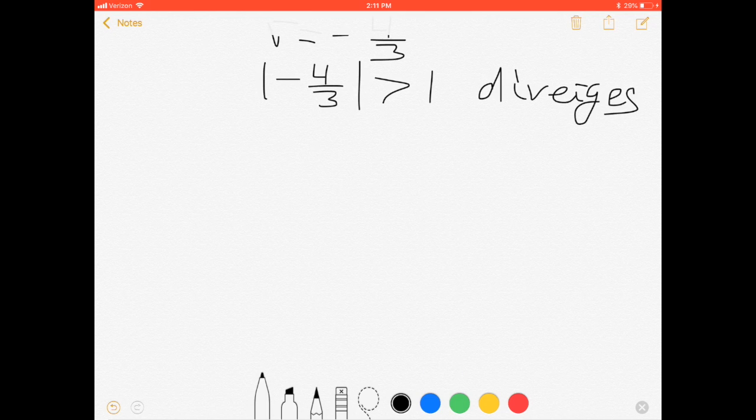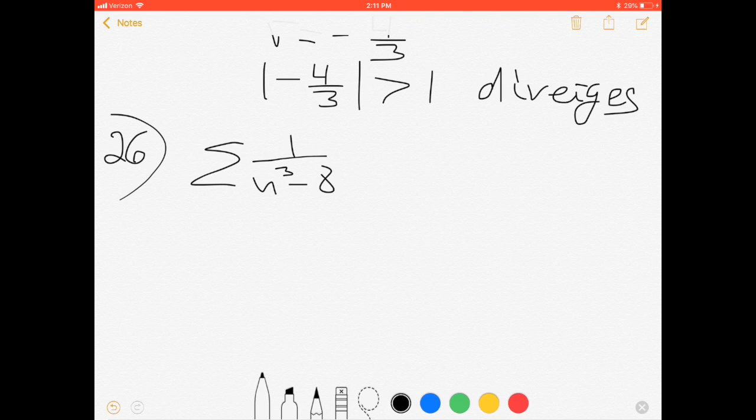What about number 26? We have series 1 over n cubed minus 8. Be careful. Sorry, in the book you have n start with 2. n cannot start with 2 because if n equals 2 you have 0 in your denominator. This means n starts with 3 to infinity.